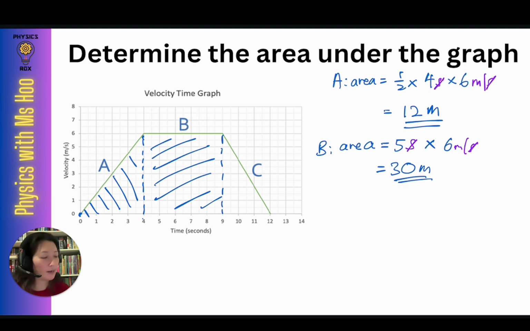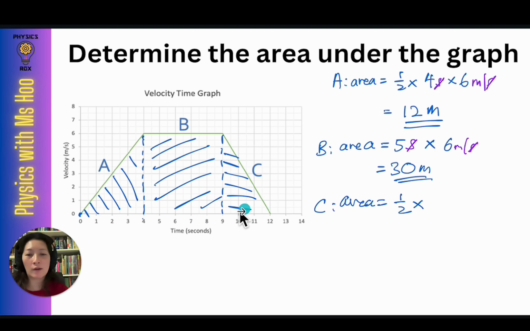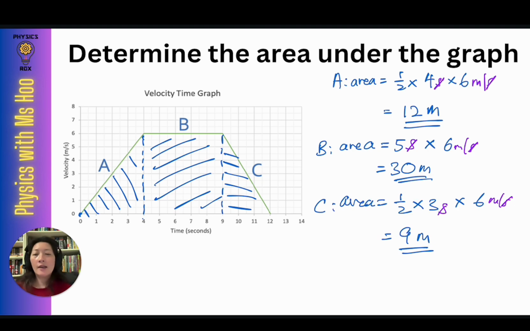And now for C, same thing. C is a triangle. So we have area, which is half base height. The base is between 9 and 12. 12 minus 9 is 3. So I'm going to write here 3. Unit is seconds. The height is 6 meters per second. So again, you can cut the seconds. Half times 3 times 6 will give us 9 meters. So that's how we calculate the area under the graph for each of these sections.